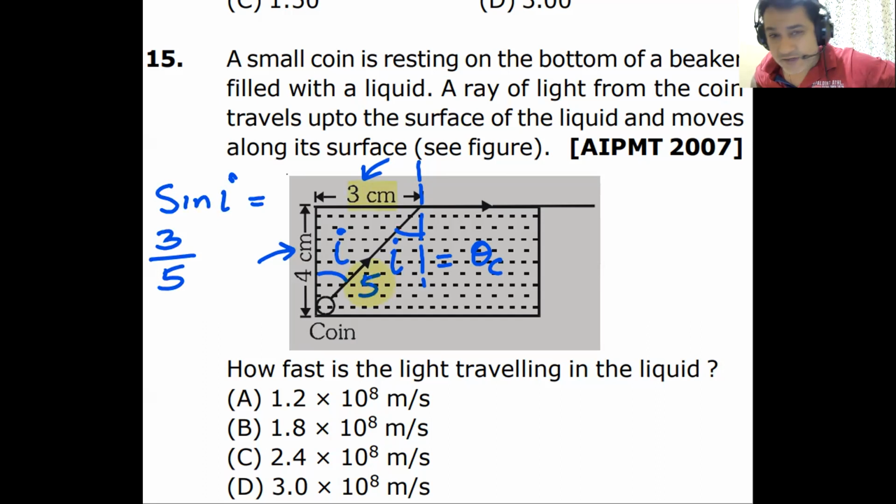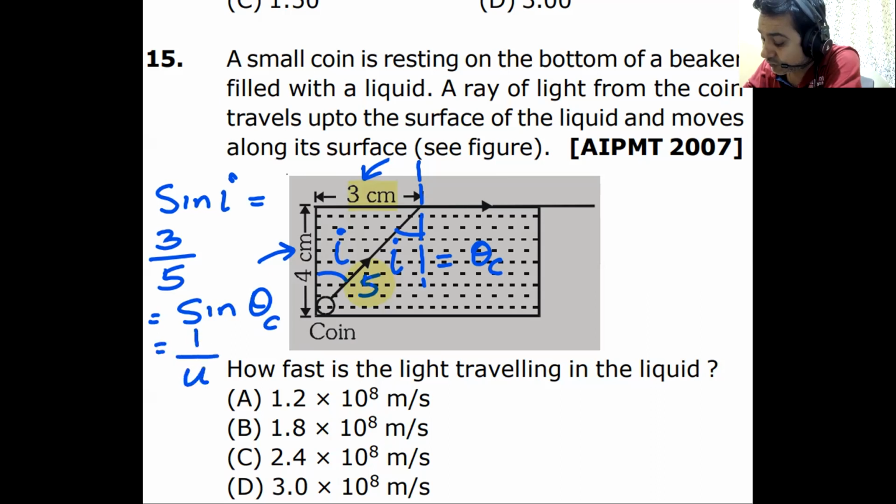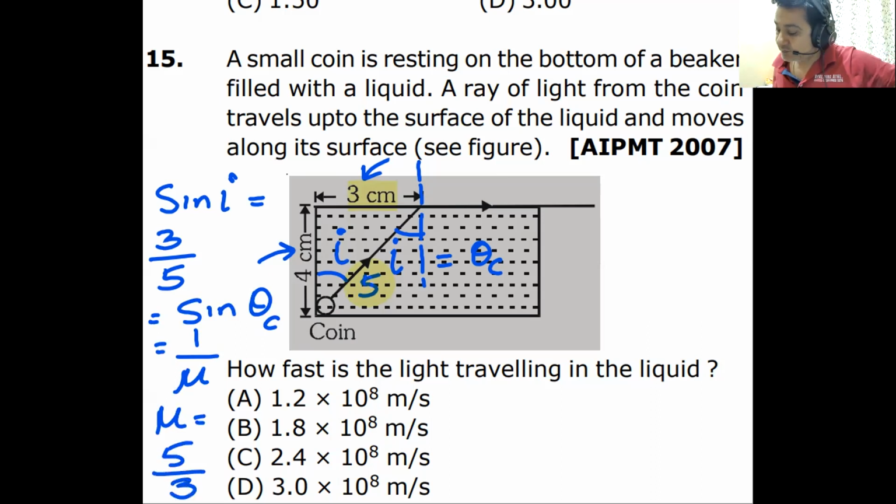So sine of I is 3 by 5. This is also equal to sine of theta critical because the angle of refraction is 90 degrees. The sine of theta critical is 1 by mu. So from here I can find out the value of mu. Mu will be the reverse of this, 5 by 3. Now this mu is equal to 5 by 3.